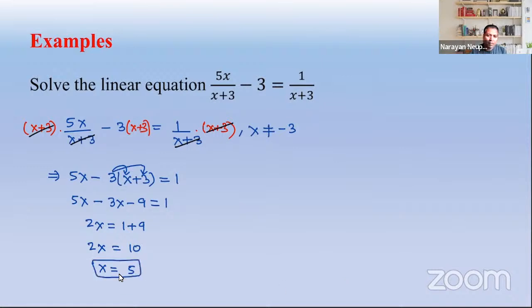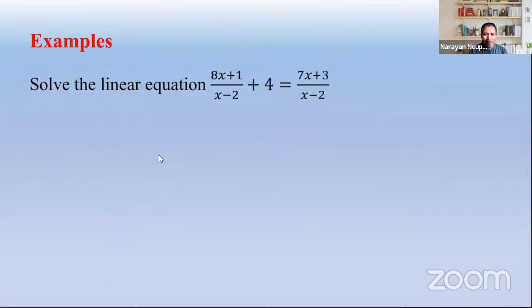So the value of x is 5, which is not a negative 3. So x equal to 5 will satisfy this equation, and that is the solution to this linear equation, which is given here. So that's our second example. I hope you are following it so far. Now let's do one more example to end this video.